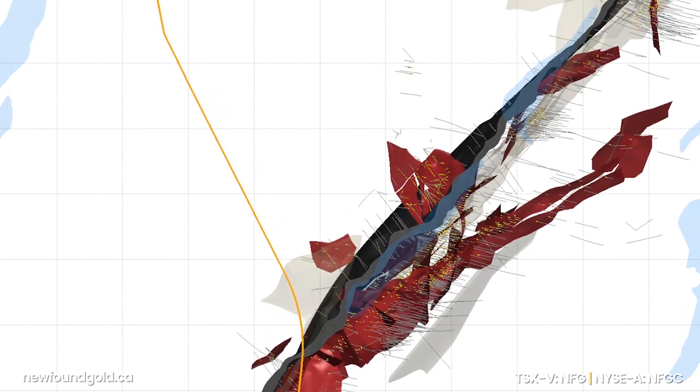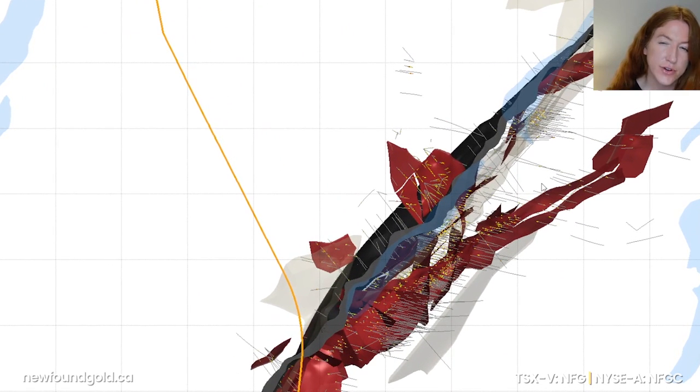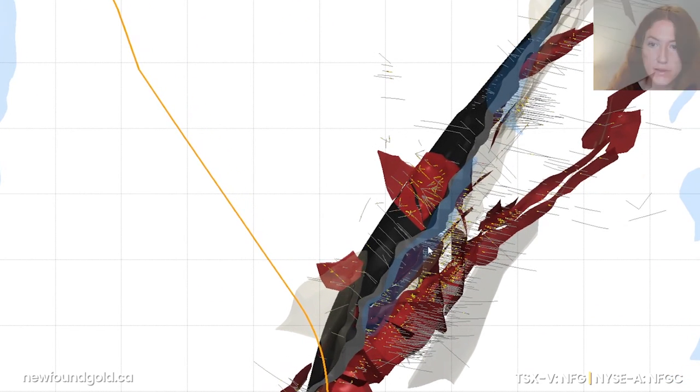Keats West discovery is new. We only just identified that at the end of last year. I believe it was in September of 2022. So you can see how quickly we can expand on these zones.